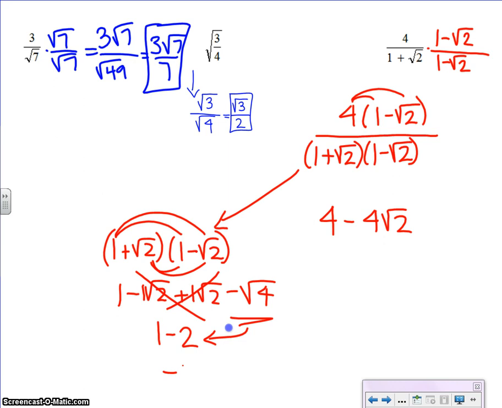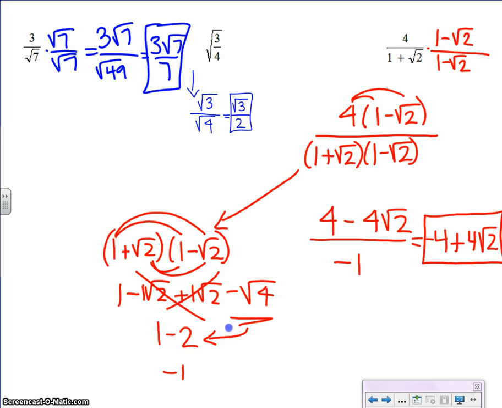So 1 minus 2 is negative 1, and that's going to be our denominator. Now this is an acceptable answer, but if we're looking for a multiple choice answer, we're probably not going to see this as an option. So we're going to divide both of these terms by -1. 4 divided by -1 is -4. -4 root 2 divided by -1 will be +4 root 2. And this right here is going to be our final answer for this one.